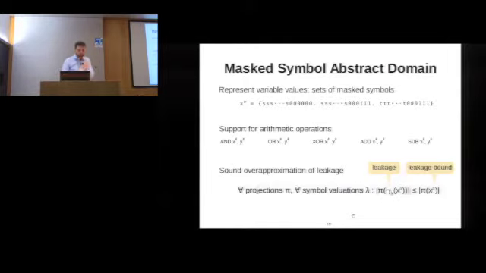All right, and so this gives us a way to give a leakage bound by simply taking the cardinality of this set after applying a projection which is dependent on which attacker model we are considering. And we obtain the following result, which tells us that for all such attacker projections, our leakage bound is going to soundly over-approximate the actual leakage for all possible instantiations of our symbols.